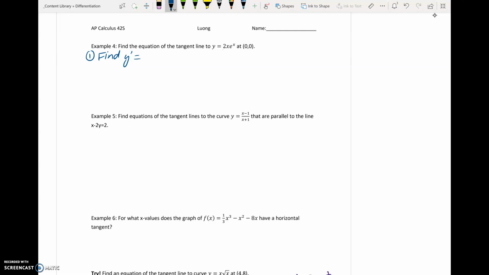So we're going to find y prime first. If we take a look at this, we have f of x and g of x, two different functions multiplying together. We're going to use our product rule. So this can be our f of x, and the e to the x can be our g of x. According to our product rule, we're going to take the derivative of f of x. That's just going to be 2. And then we'll leave g of x alone, plus the derivative of g of x, which is e to the x, multiplied by f of x, which is 2x.